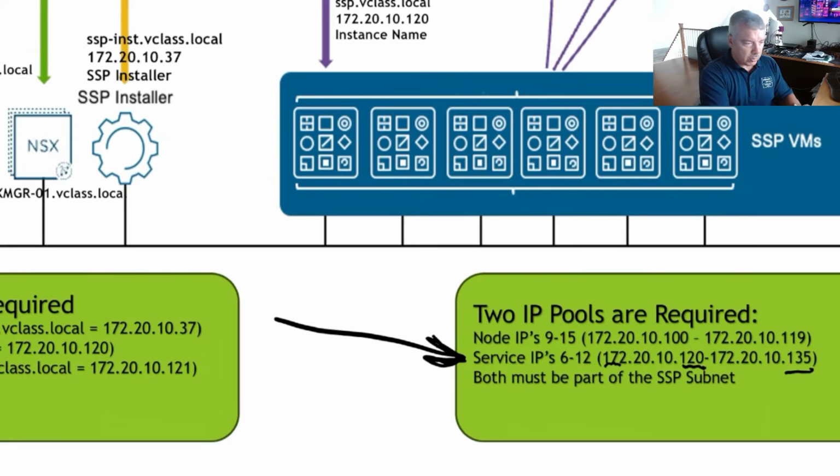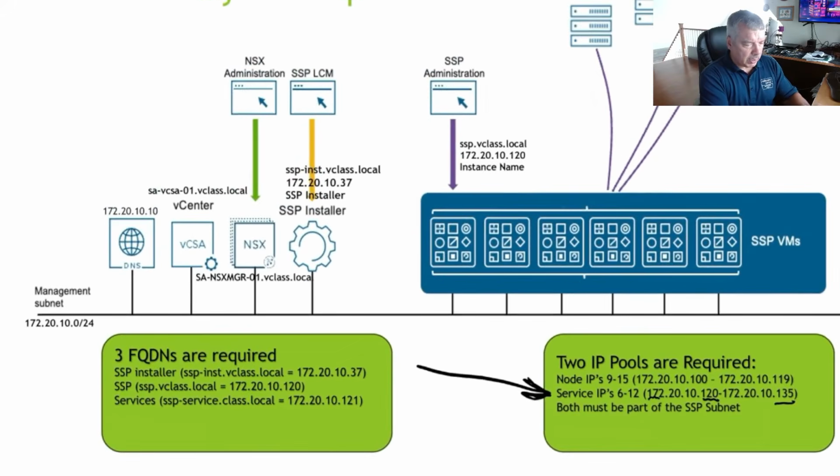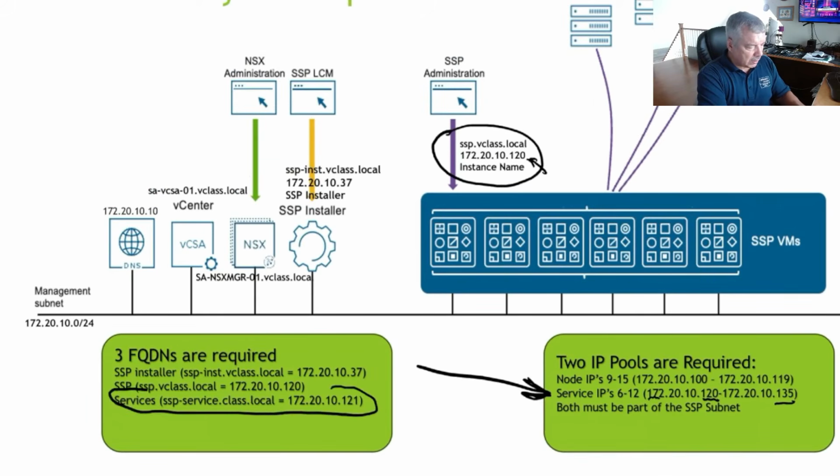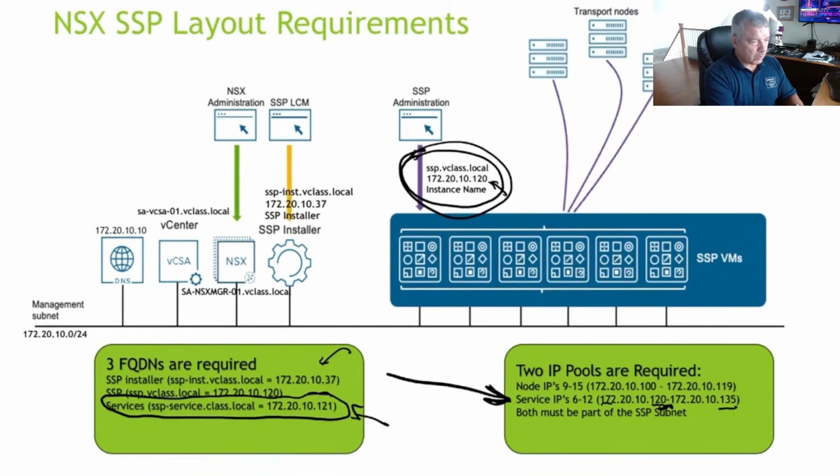Notice it's starting at 120. Notice my instance name, it's taken the first IP. And notice again, the services is taking the second IP, okay? The installer doesn't matter. So the instance and the services IP have to be the first 2 IPs in that pool for your services, okay, folks?